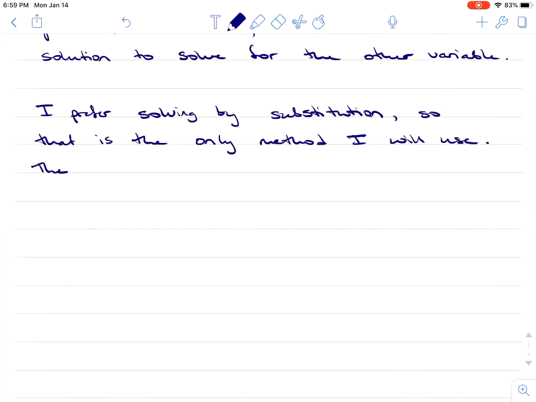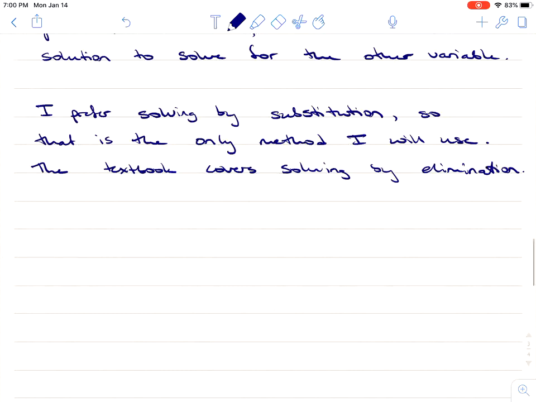The textbook covers solving by elimination. So there are methods in words. Let's have a look at this example here.